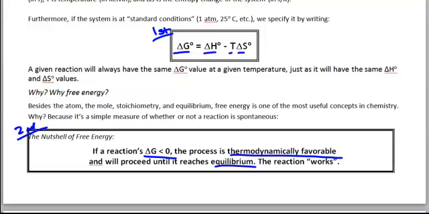In other words, the reaction works. So again, if you have a negative free energy change, a negative delta G, the reaction works. It's a good, effective reaction.